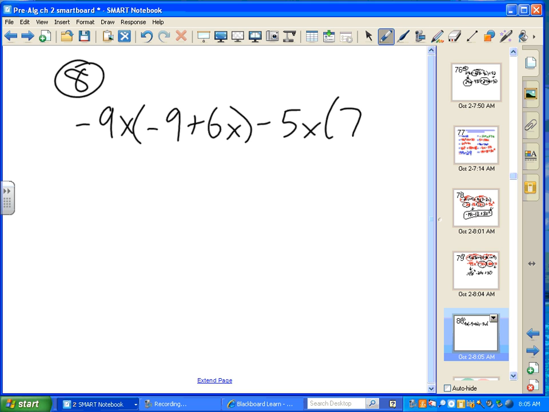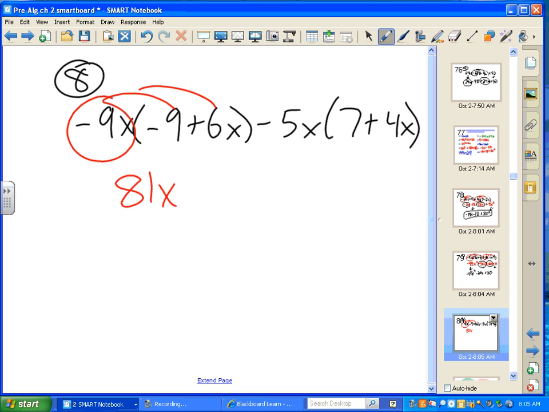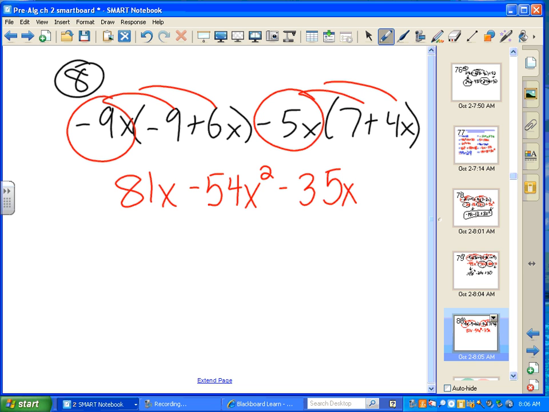All right, Mary. First step, distribute, okay? So we have -9x that we're distributing to the first set of parentheses. -9x times -9 is positive 81x. If anyone else missed this problem, make sure you're following with us. Negative 9x times positive 6x is minus 54x squared. Is that where you messed up? Okay, do you want me to keep going? Okay. The next part, distribute the negative 5x through. Negative 5x times 7 is minus 35x. Negative 5x times positive 4x is negative 20x squared.